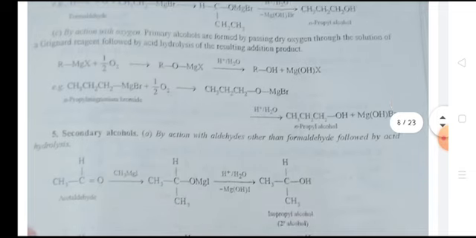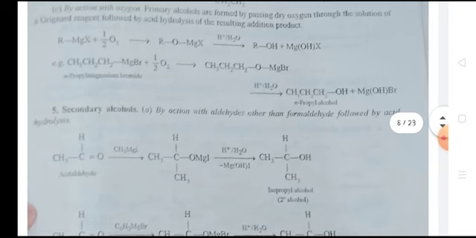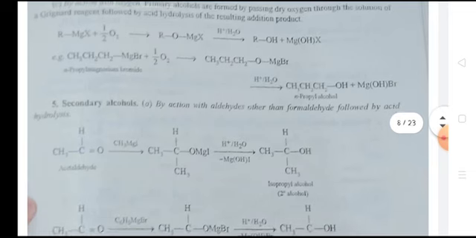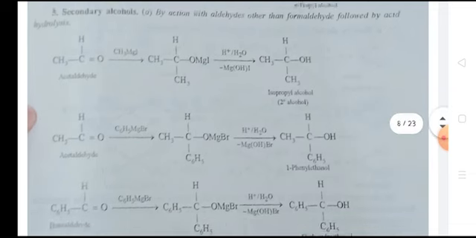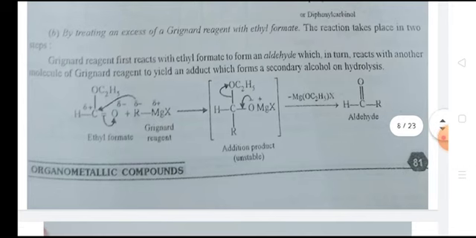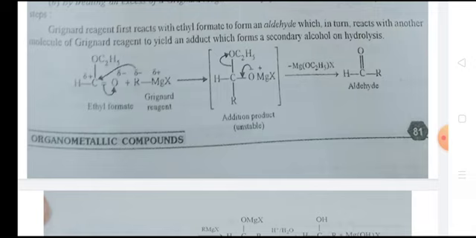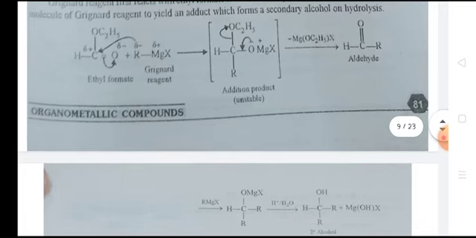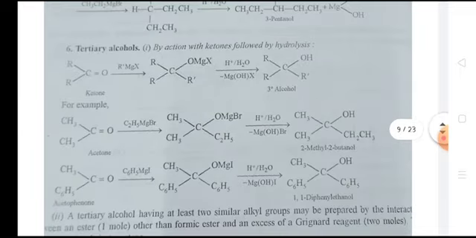C. By action with oxygen. Primary alcohols are formed by passing dry oxygen through the solution of Grignard reagent followed by acidic hydrolysis of the resulting addition product. Fifth, secondary alcohols by action of aldehydes other than formaldehyde followed by acidic hydrolysis. By treating an excess of Grignard reagent with ethyl formate, this reaction takes place in two steps. First, Grignard reagent reacts with ethyl formate to form an aldehyde, which in turn reacts with another molecule of Grignard reagent to yield an adduct which forms a secondary alcohol on hydrolysis.